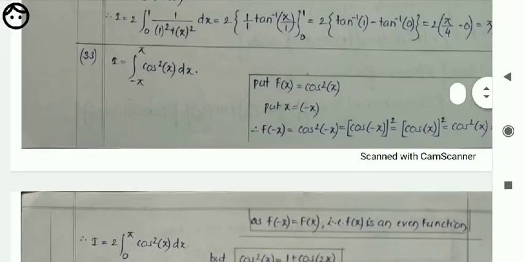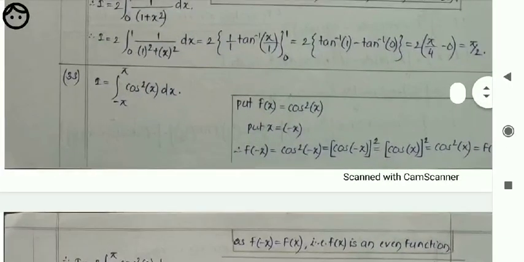Okay, same minus pi to pi. Integration limit is minus pi to pi. Again it is minus a to a. So tells me it's rule number 3. What is function? Cos square. चलो, f of x is cos square. x की जगह पे minus x डालो.